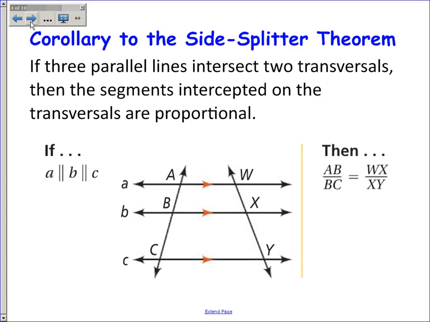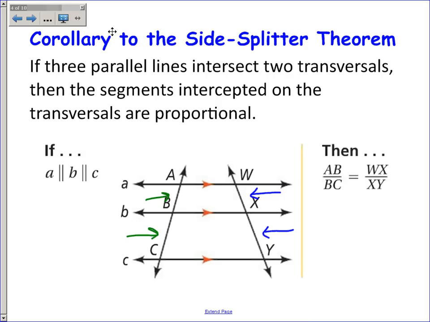Let's look at a corollary to the side-splitter theorem. It's very much related to the side-splitter theorem, but now we don't have triangles. If three parallel lines intersect two transversals, then the segments intercepted on the transversals are proportional. So I can look at this, and since these are parallel to each other, the length AB divided by the length BC will be equal to WX divided by XY.